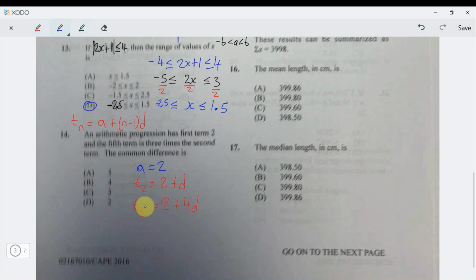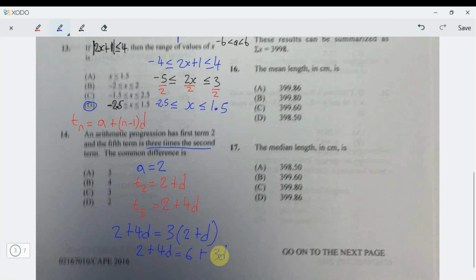Okay, now back to the question. So as we're saying now, this is t5, but they told us that the fifth term is 3 times the second term. So they're telling us that t5, which is 2 plus 4d, is equal to 3 times our second term, 2 plus d. So we can use that equation to find the common difference.